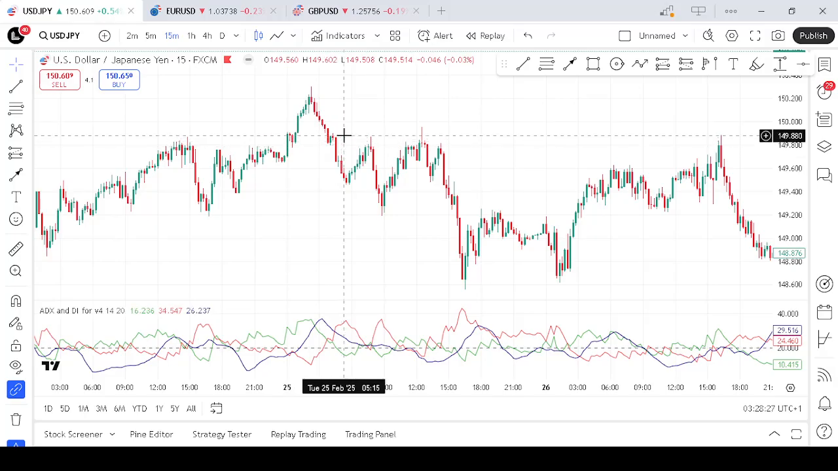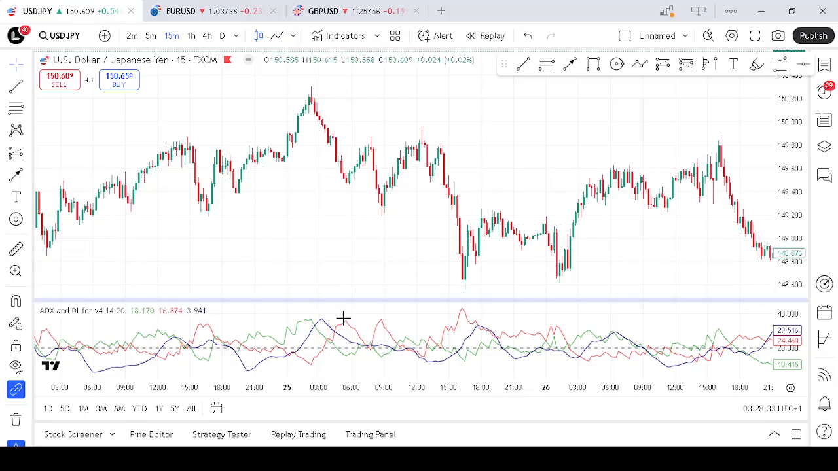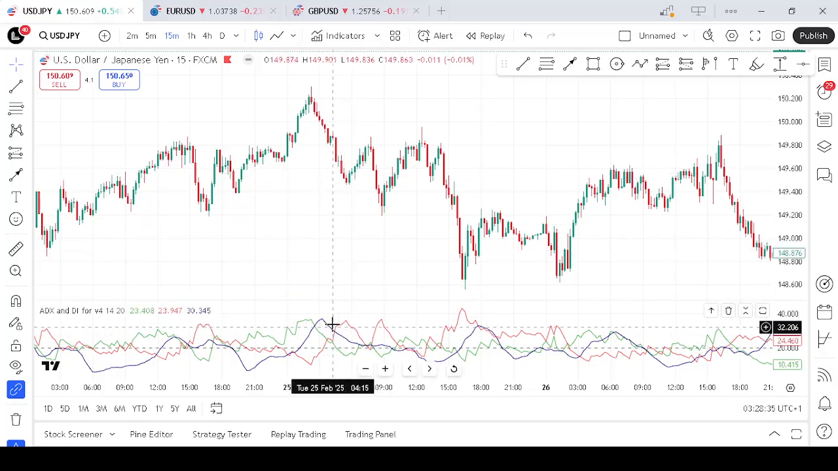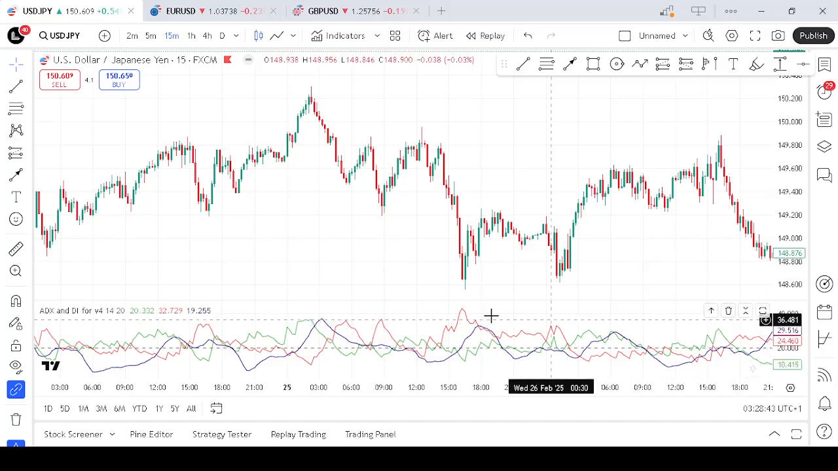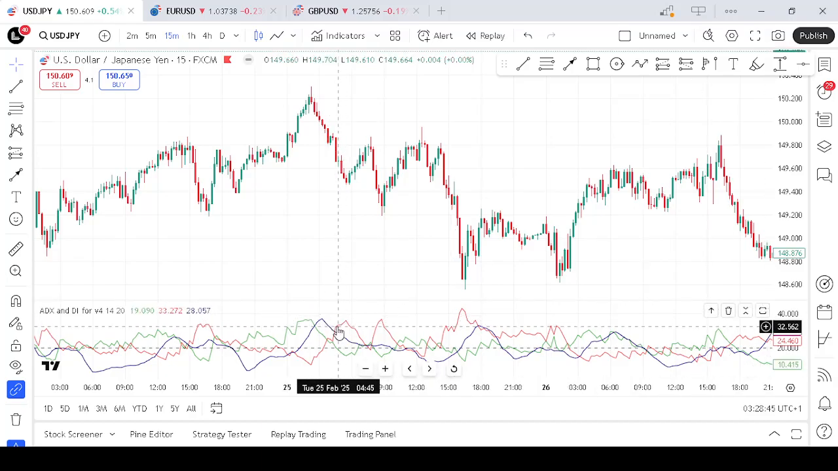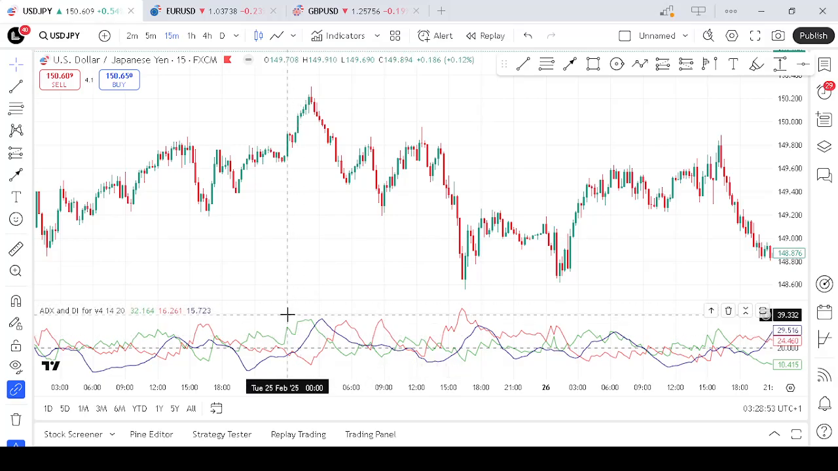Sellers are taking control. Again, to ensure that it's a strong trend, we have to confirm the ADX value to be above 25 to confirm the strength of the downtrend, and you can see it is at 34 right now. Look at this area of the ADX. You can see this part of the chart is at 34, showing that it is above 25, and it confirms the strength of the downtrend, and we can enter our short position.